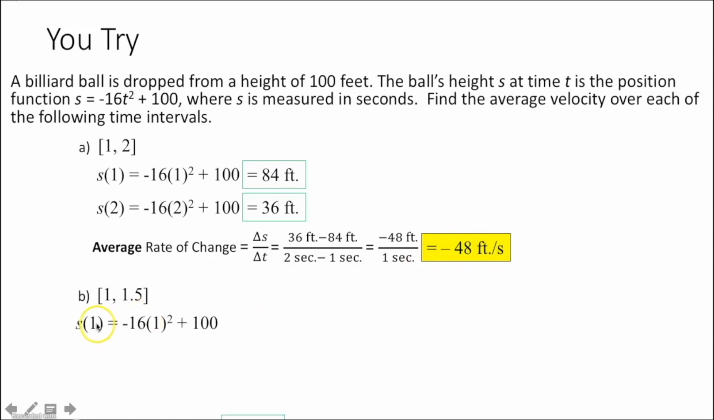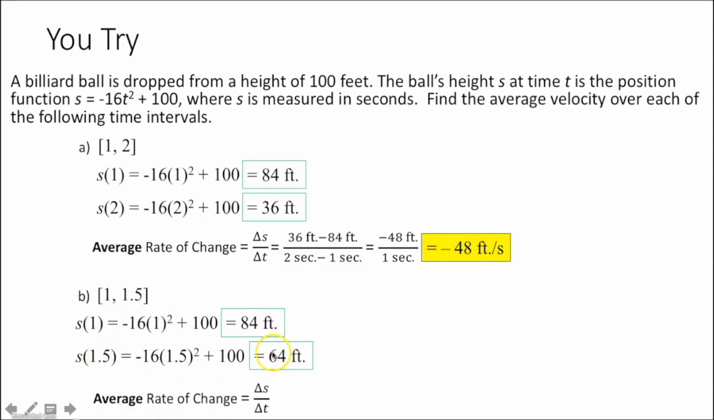Same thing down here, plug in your endpoints, and you end up getting your y values that go with those endpoints, or your position of the object at that particular moment in time. Then what you can do is find the average rate of change by delta s over delta t, and you end up getting negative 40 feet per second.